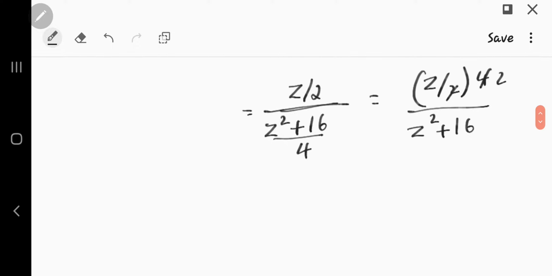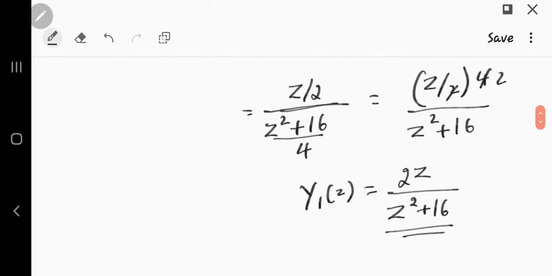These two get cancelled, so you will remain with 2z divided by z square plus 16. So this is y1 of z.